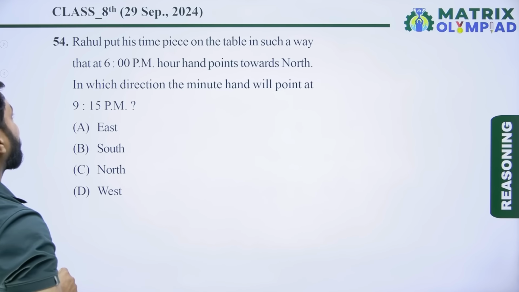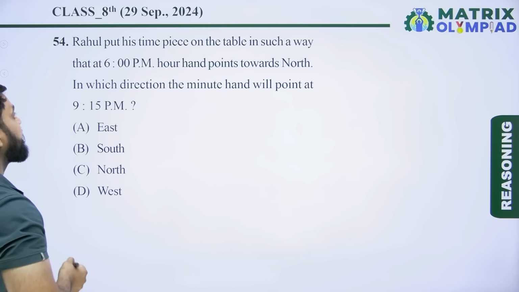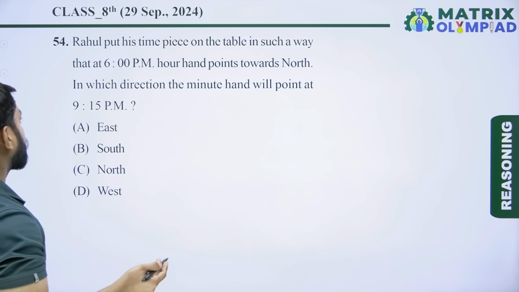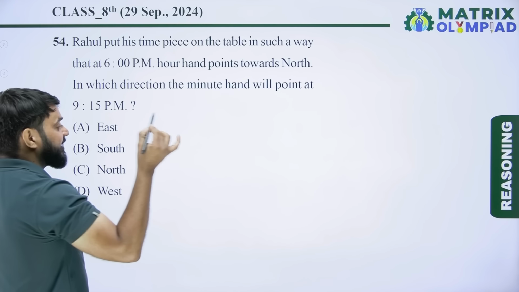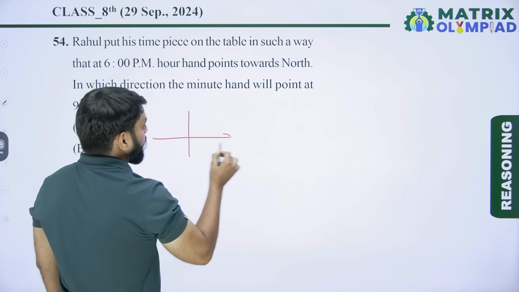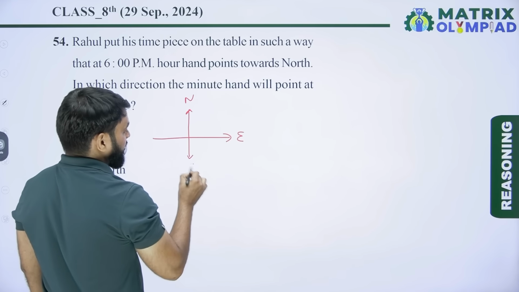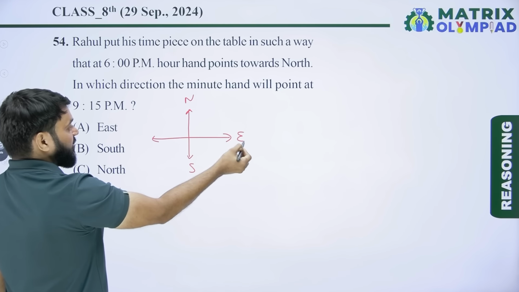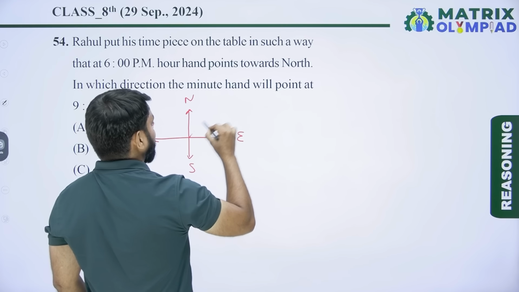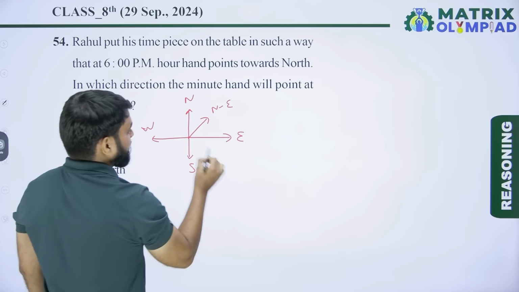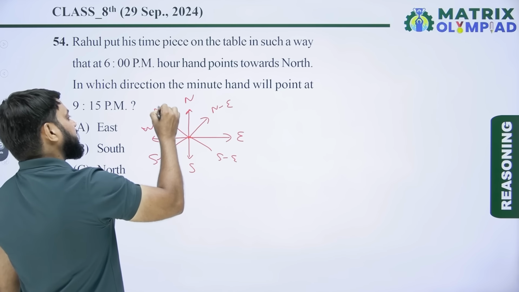Question number 54. Rahul put his timepiece on the table in such a way that at 6 p.m. the hour hand points towards south. In which direction will the minute hand point at 9:15 p.m.? Before starting this question, as we know, there are 4 main directions. One is north, this is the east, this is the south, opposite of north is south, and opposite of east is west. And there are 4 cardinal directions: this is the northeast, this is the southeast, this is the southwest, and this one is northwest.